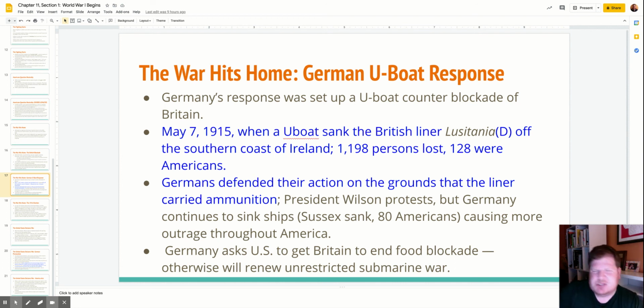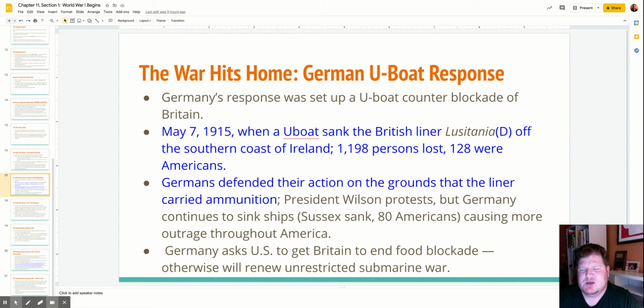And Germans defended their actions. They thought, oh, the liner was carrying ammunition. But Wilson protested back, and ultimately we see that Germany is still sinking other ships, like the Sussex, which sank, and it was an American boat this time. It had 80 Americans, and this one caused even more outrage in America. The first time, it's like, fine, we'll give you the benefit of the doubt. First one, shame on them, but then the second time, shame on me, because we should have struck a little bit harder on them. So anyway, fool me once, shame on you. Fool me twice, shame on me. So it's kind of like that aspect of thinking.